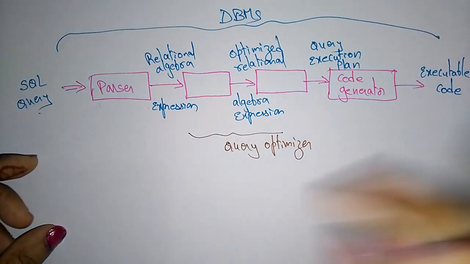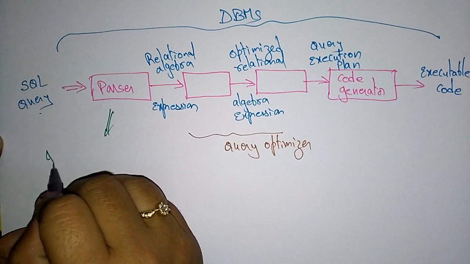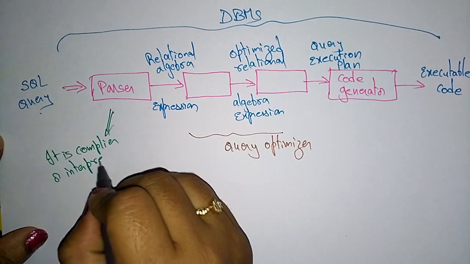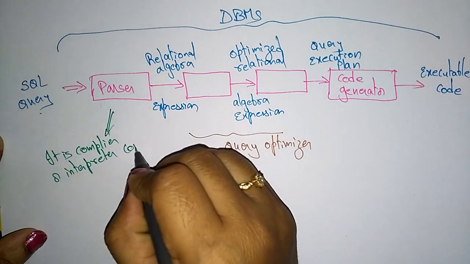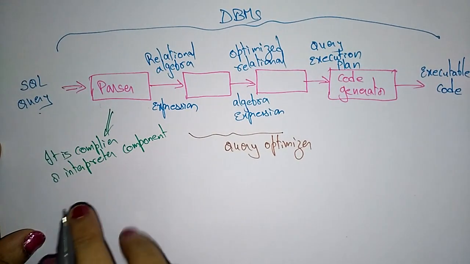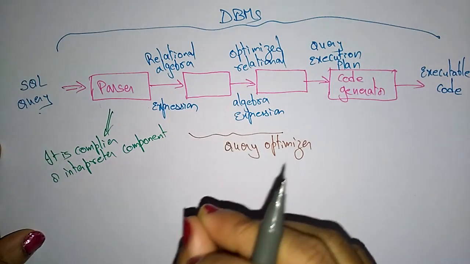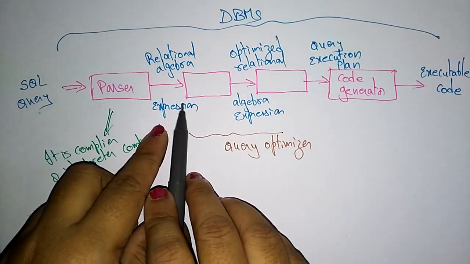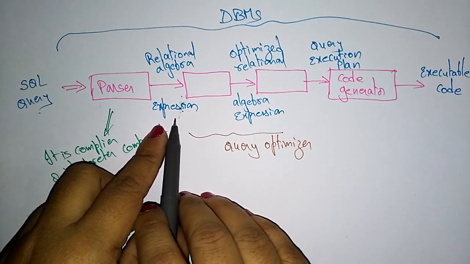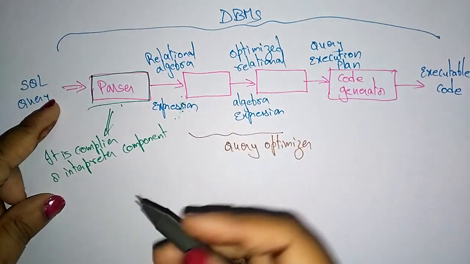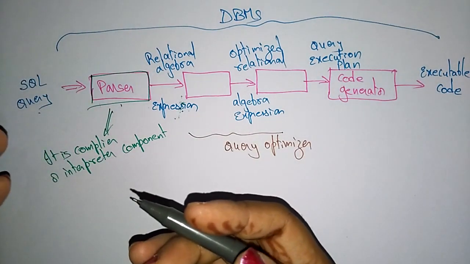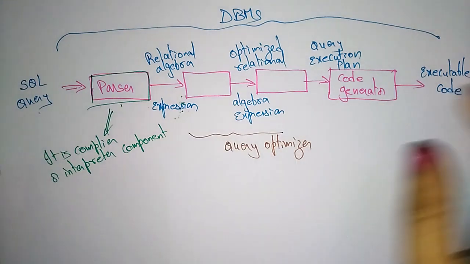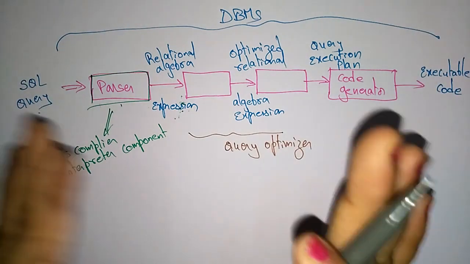What is a parser here actually? A parser is nothing but a compiler or interpreter component that breaks data into smaller pieces, smaller elements, for easy translation into another language. We are translating the SQL query into another language, a relational algebraic expression, the intermediate language. So this is about relational algebra.